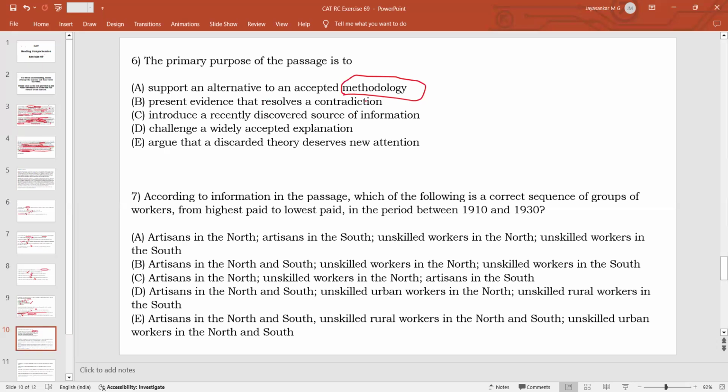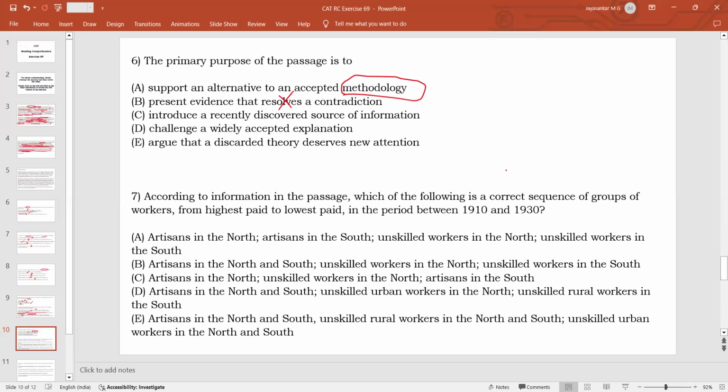Clarifying a contradiction. Is there any evidence to clarify a contradiction here? No. It only says that one argument is wrong, another argument is possible. So this is not resolving a contradiction. It is saying that one argument is wrong, another argument is correct. When you are resolving a contradiction, it means you are reconciling both the ideas, or you are saying that both ideas can be true at the same time. So that is not possible here.